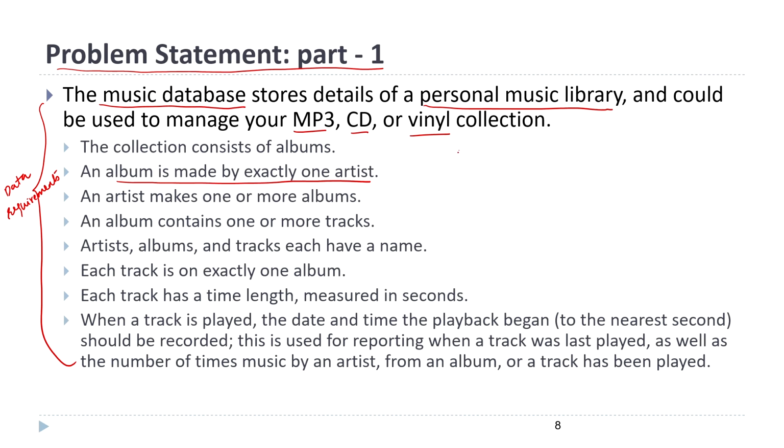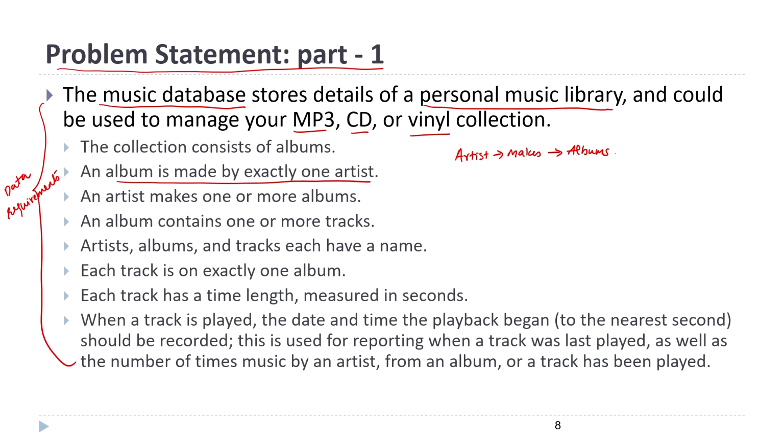So, we can think about it as an artist makes albums. So, an album is exactly made by one artist. That is given to you. An artist can make one or more albums. So, while an album can only be made by one artist, an artist can make more than one album.